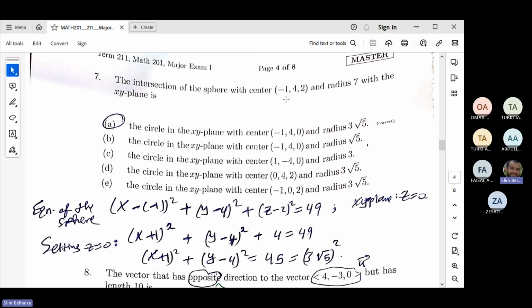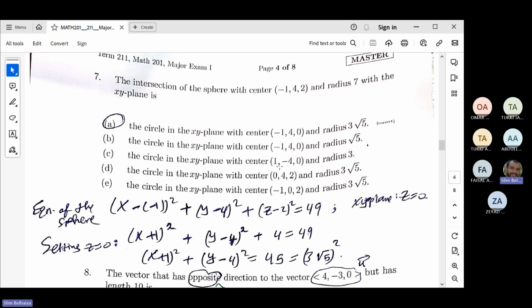Let's go. So we have the intersection of the sphere with center (-1, 4, 2). We can get the equation of the sphere. Radius 7, so r squared is 49. Intersection with the xy plane. What does it mean, xy plane? It means z equals 0. So you just write z equals 0 here, and you get this.